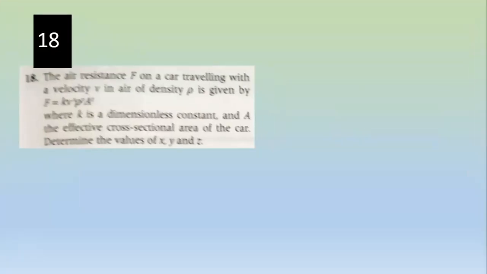Air resistance F on a car traveling with velocity V in air of density rho is given by the formula, where K is a dimensionless constant. Dimensionless constant means it's just a value, a number only, so you don't have to worry about it. You can throw it away. And A is the effective cross-sectional area of the car. Determine the value of X, Y, and Z.